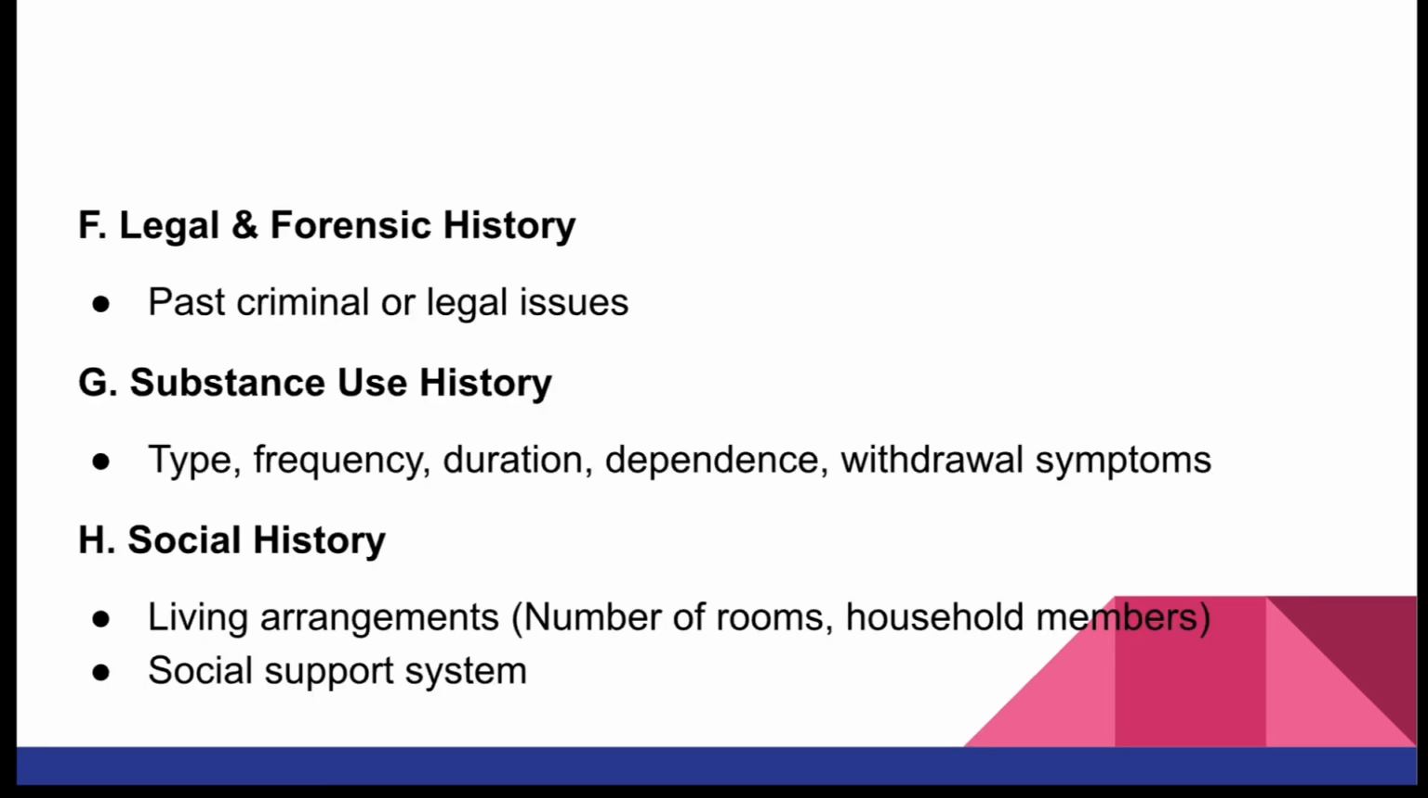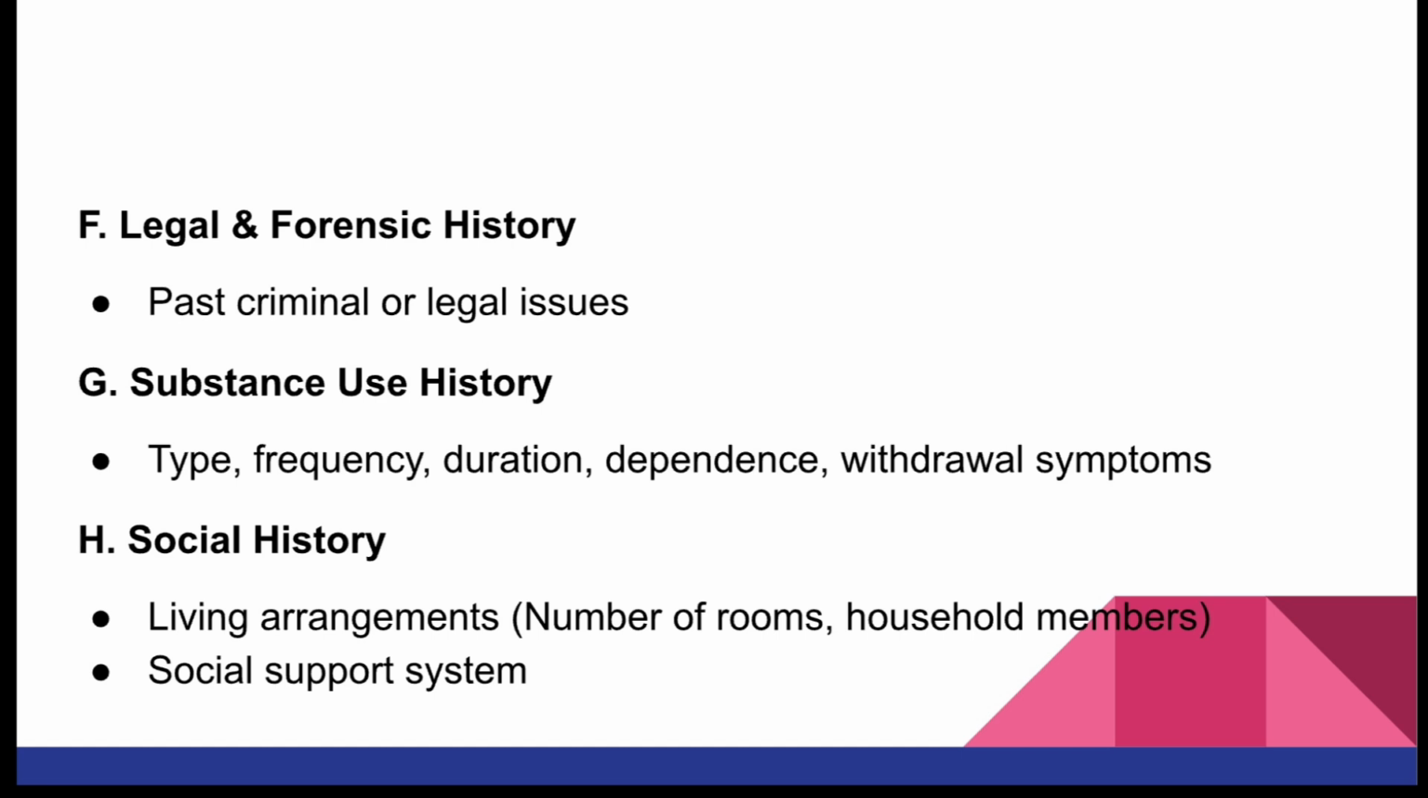Then we move on towards the legal and forensic history. Any past criminal or legal issues, anytime the patient was held in custody, what was the reason, and whether the patient was proven guilty or not. Then patient's substance use history, the type, frequency, duration, dependence and withdrawal symptoms, and finally the patient's social history, the living arrangements, number of rooms, household members, social support system.